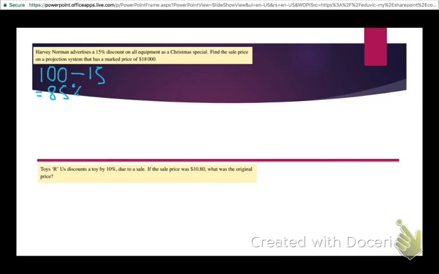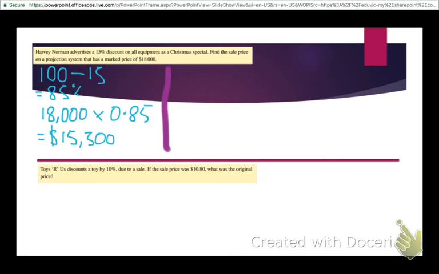Okay. So to calculate this one, I'm going to go 18,000 and multiply that by 0.85, the decimal equivalent of 85%, and come up with a result of $15,300. Okay. Now, as I said, you can do it the other way.